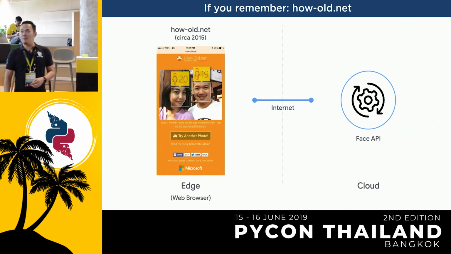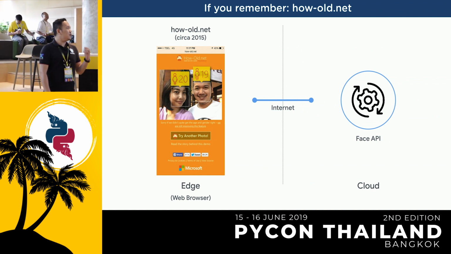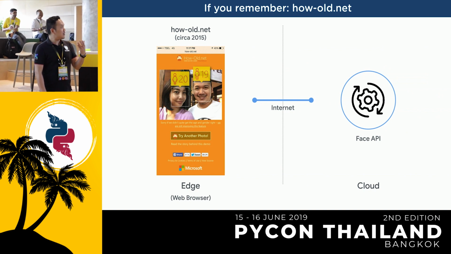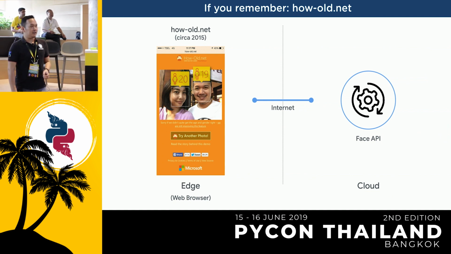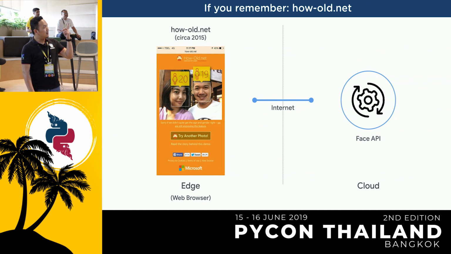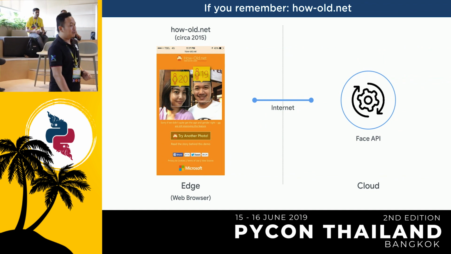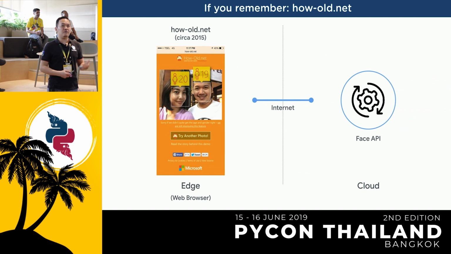I don't know whether you still remember this, in 2015, how-old.net. We could open how-old.net through the browser, upload our photos and get the prediction of age and sex, right? Gender. It's funny that my wife was predicted older than me, and she complained about that, which is not true. But as you can see, the system is still learning. At that time, our photo actually went through the internet to the Microsoft cloud, which is based on an API, and we got the prediction, right? So that's how it works.